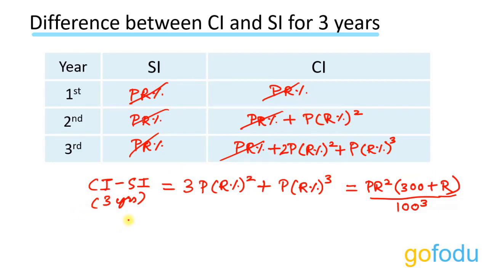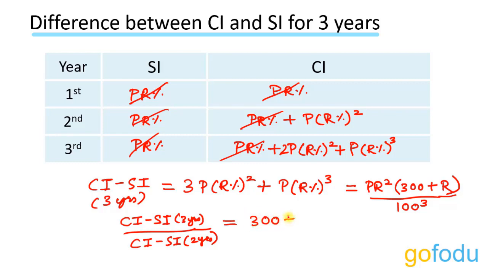Also, CI minus SI for 3 years upon CI minus SI for 2 years. The ratio of compound interest minus simple interest for 3 years and for 2 years would be equal to this for 3 years. For 2 years, we know that it is PR square upon 100 square. So divide this value by PR square upon 100 square and we'll get 300 plus R upon 100.